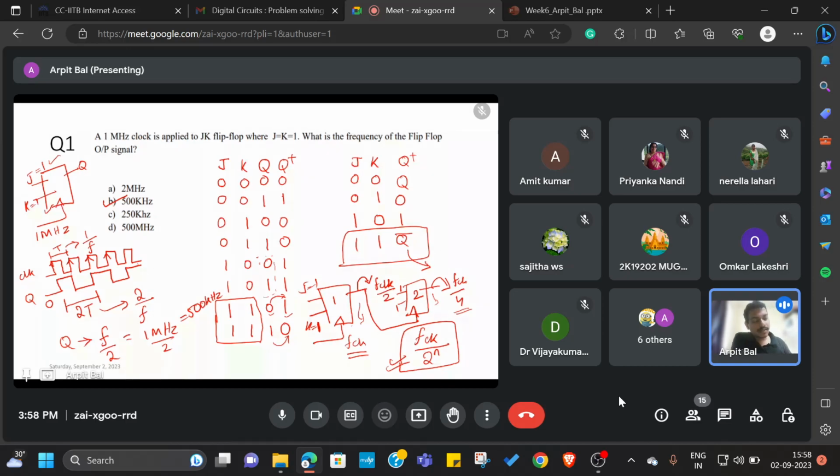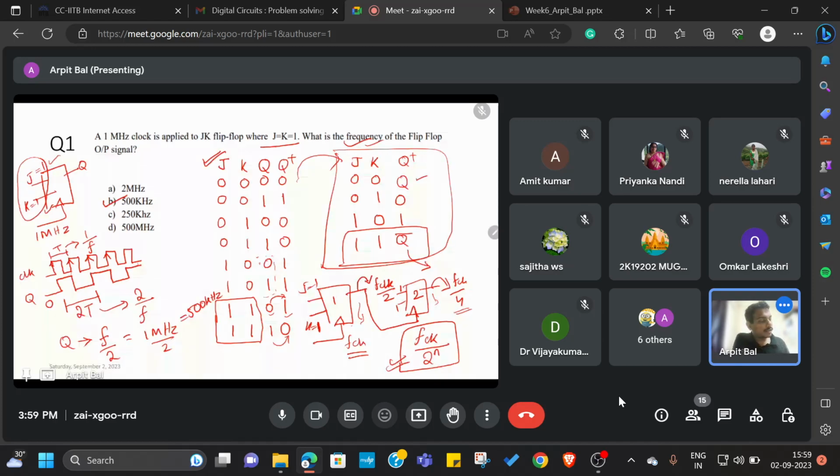So let us revisit what we did today. The first question was related to finding the output frequency of the flip-flop. First we saw the truth table, how it works, and we reduced it to a form that is a function of only J and K, with Q plus represented in terms of the present state. After this, we saw what happens when J is equal to 1 and K is equal to 1, which was the condition assigned to us.